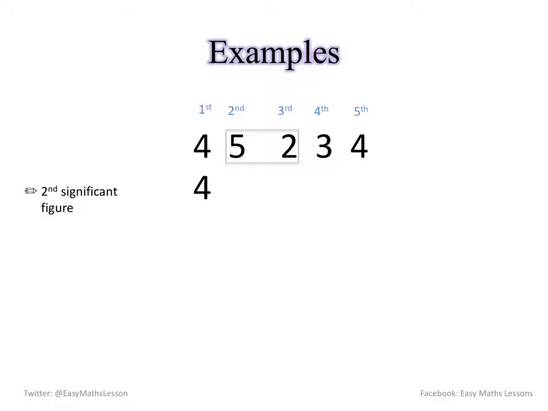I can now just copy down the 4 that was in the front, write down the 50, and fill up the rest with zeros. Now I have rounded 45,234 to 45,000, which is to two significant figures.